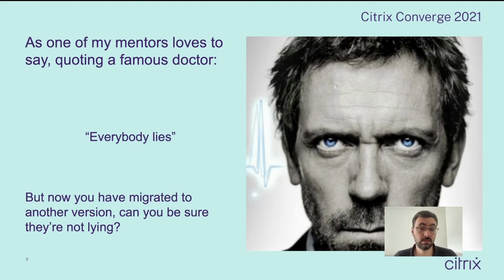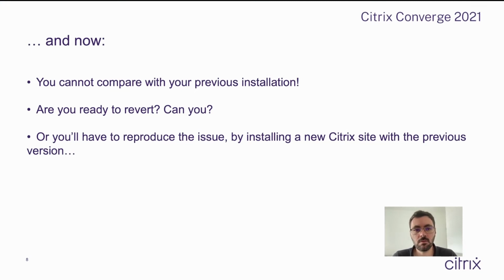Maybe the QR code reader has changed, or the user's profile has changed during the past. But with my in-place upgrade, I cannot be sure about this. And now we cannot compare with the previous version to ensure it is not related to the upgrade. But still, maybe we have our backups. Are we ready to revert the entire upgrade to the previous version to just check if the issue is really related to our migration? Or can you?